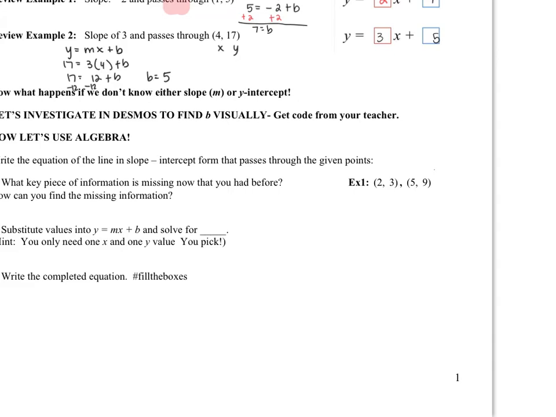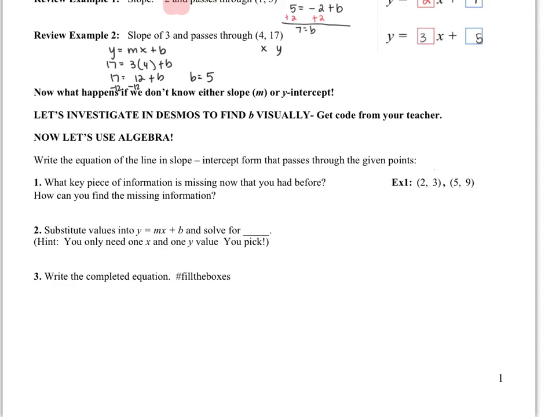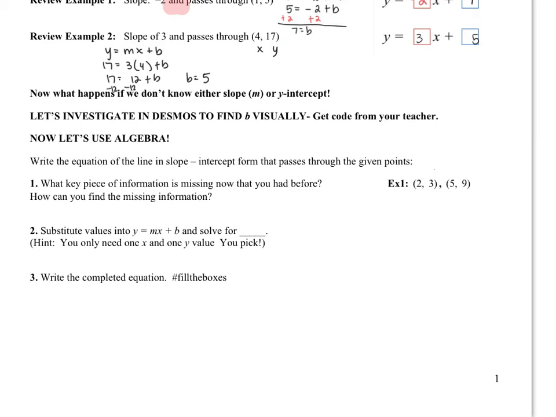So here on example 1, we have the same data that we just looked at on Desmos, and now we're going to use algebra. So it says, what key piece of information is missing that we've had in the past? So right now we don't know either of our key pieces of ingredients, we don't know our slope, and we don't know our y-intercept. But since we're given 2 points, what we can do with that is we can find the slope using the subtraction fraction.